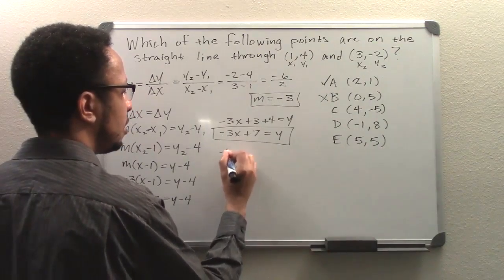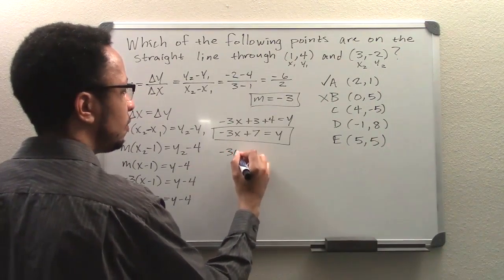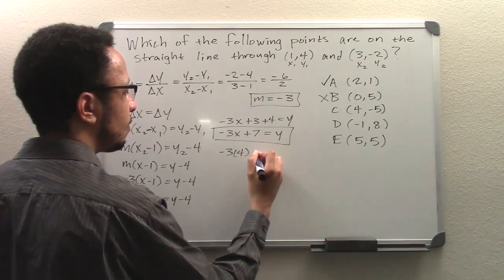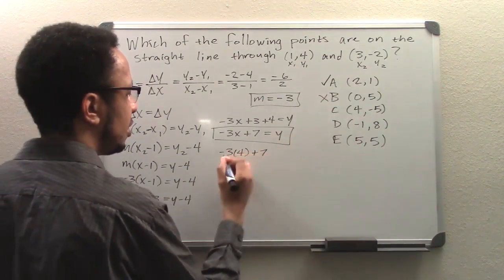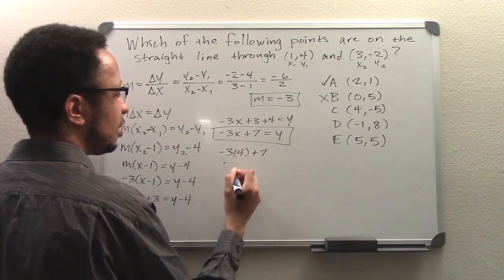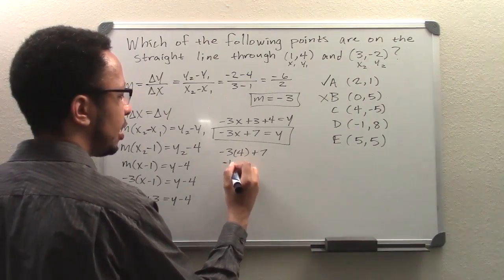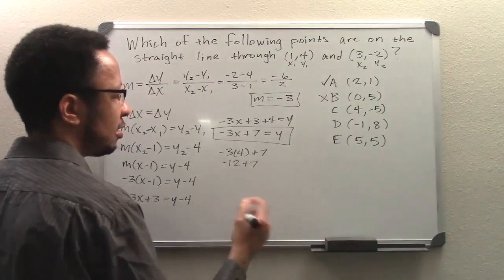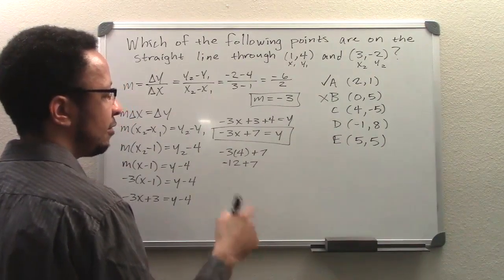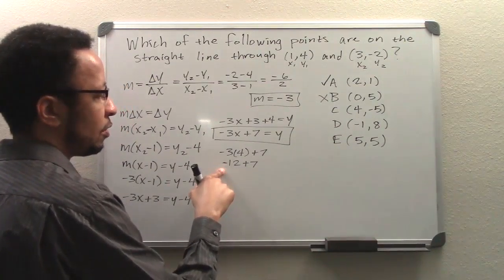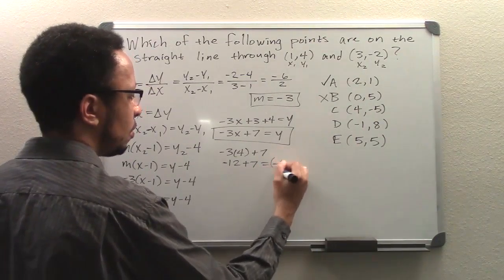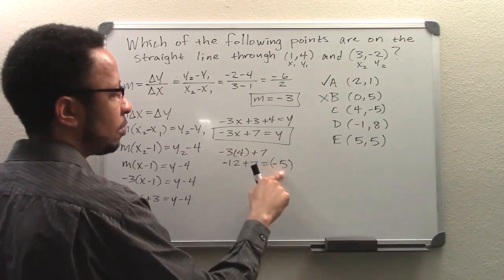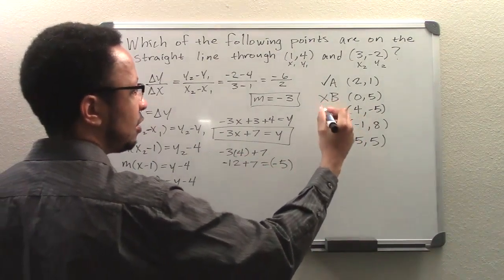Next, negative 3 times 4 plus 7. Does it give us negative 5? Well, negative 3 times 4 is negative 12, plus 7. The difference between 12 and 7 is 5. The negative is larger, so it's going to be negative 5. And so for an input of 4, we have an output of negative 5, so that's true.